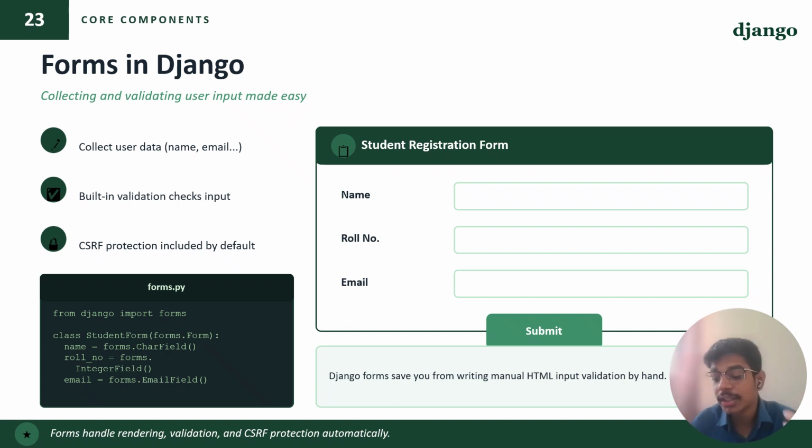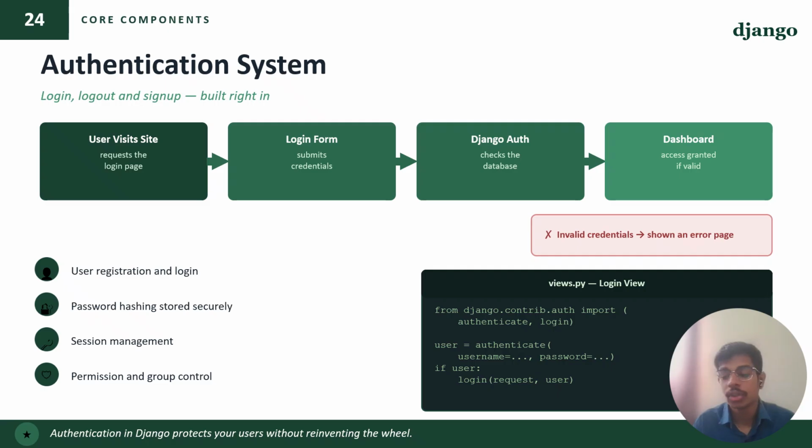Once users register, they need to log in. Let's see how Django manages authentication. This is the authentication system. Authentication means verifying the identity of the users before allowing them to access the project pages. Because these features are already built into Django, developers don't need to create their own login system from scratch.